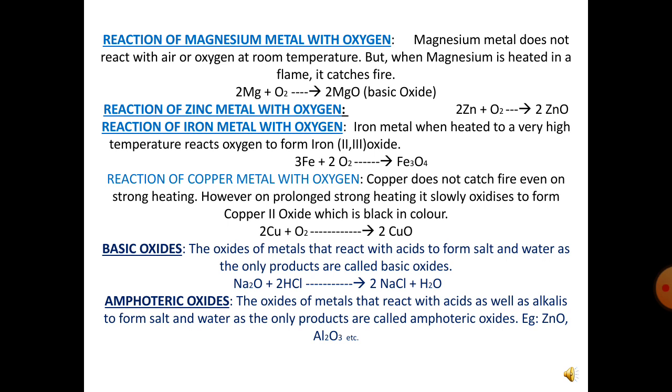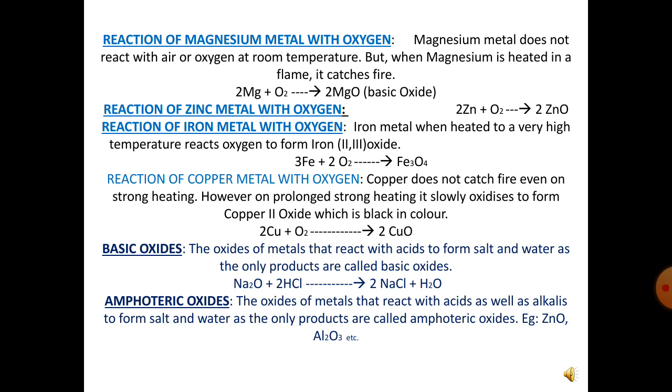Reaction of copper metal with oxygen. Copper metal does not catch fire even on strong heating. However, on prolonged heating, it slowly oxidizes to form a black colored copper oxide, CuO.